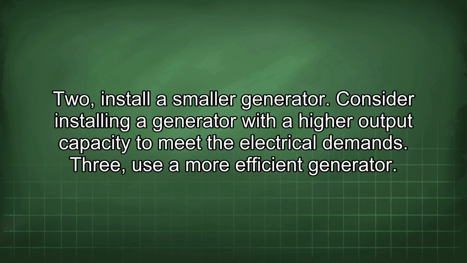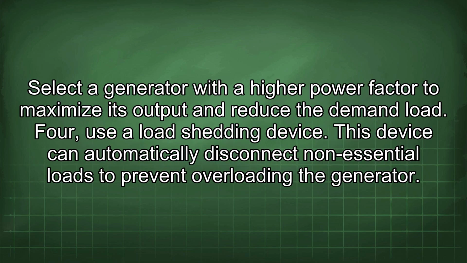3. Use a more efficient generator. Select a generator with a higher power factor to maximize its output and reduce the demand load. 4. Use a load shedding device. This device can automatically disconnect non-essential loads to prevent overloading the generator.